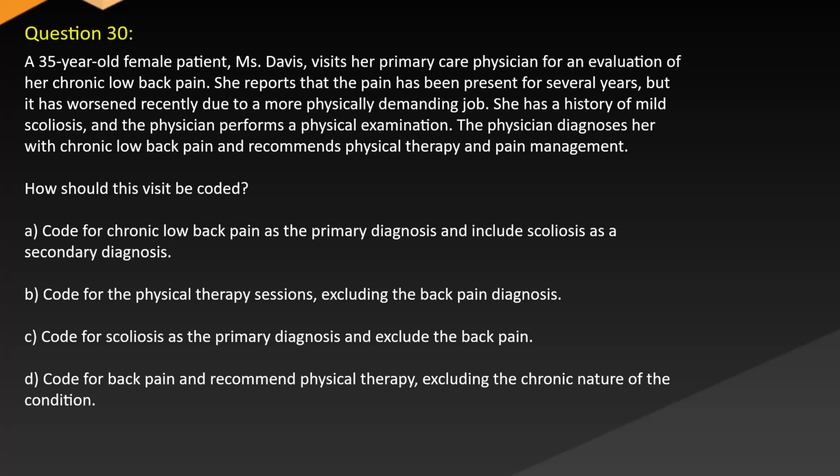How should this visit be coded? A. Code for chronic low back pain as the primary diagnosis and include scoliosis as a secondary diagnosis. B. Code for the physical therapy sessions, excluding the back pain diagnosis. C. Code for scoliosis as the primary diagnosis and exclude the back pain. D. Code for back pain and recommend physical therapy, excluding the chronic nature of the condition.